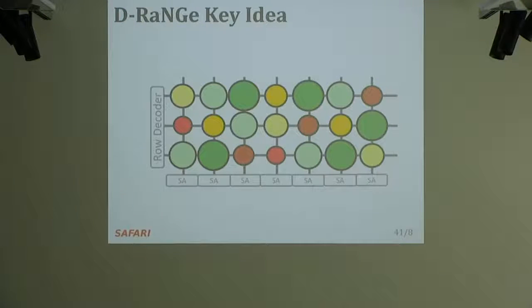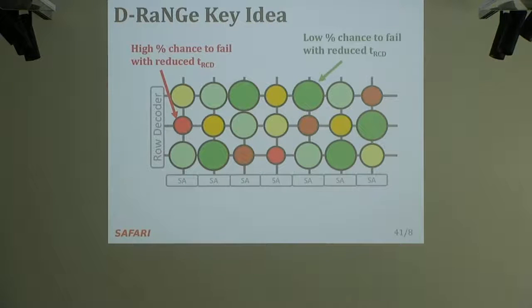And we're going to pick those cells that fail with 50% probability. So there are some cells that fail always, let's say, when you reduce the activation latency. There are some cells that fail never when you reduce the activation latency. We don't want them. What we want is those cells that fail randomly when you reduce the activation latency to some level. And for that, you need a profiler.